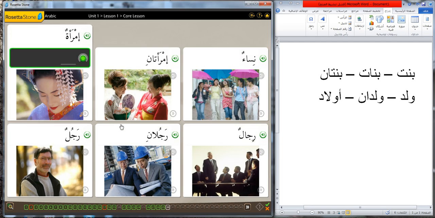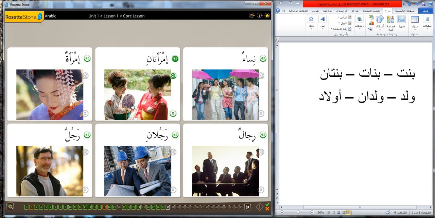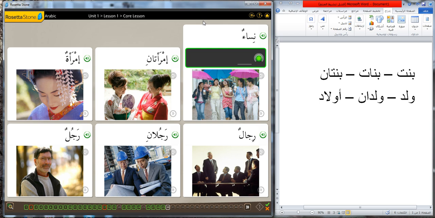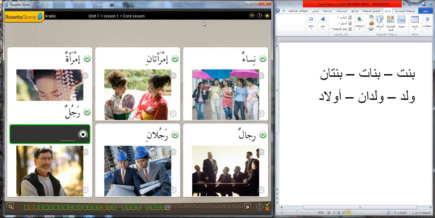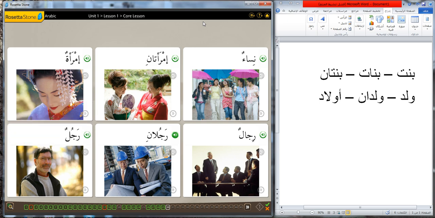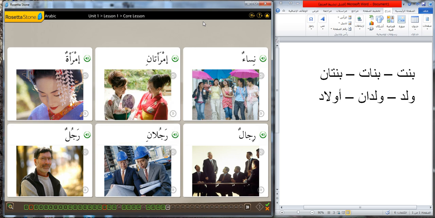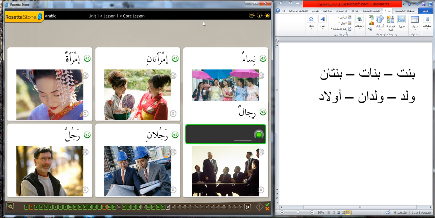امرأة. امرأتان. Two women. نساء. Women. رجل. رجلان. Two men. رجال.